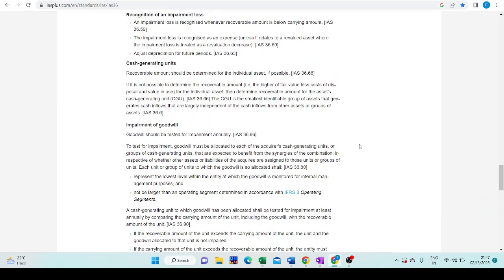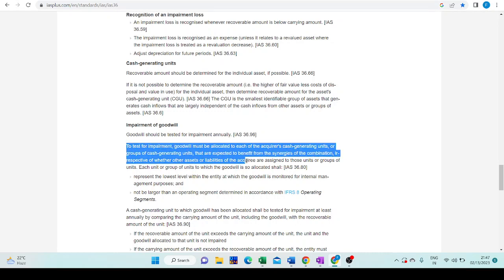Where is impairment? Okay, impairment of goodwill. To test for impairment of goodwill, it must be allocated to... please read this paragraph. Goodwill must be allocated to each of the acquirer's cash generating units or a group of cash generating units that are expected to benefit from the synergies of combination, irrespective of whether other assets or liabilities of the acquiree are assigned to those units or groups, and each unit or group of units to which goodwill is allocated shall report the lowest level within the entity.